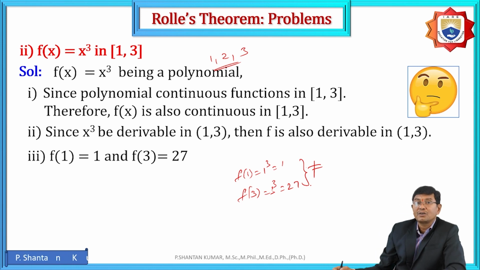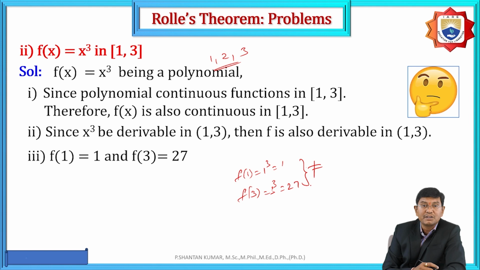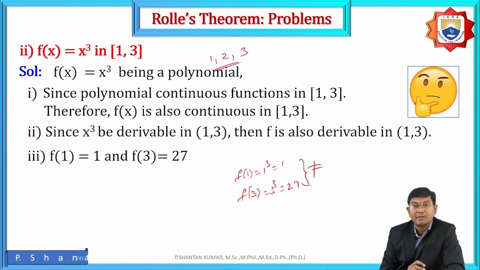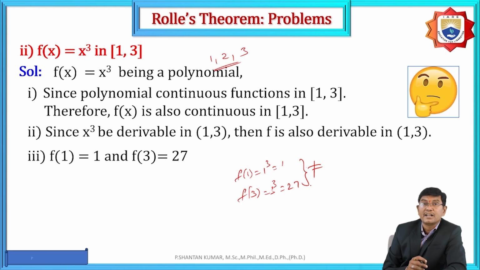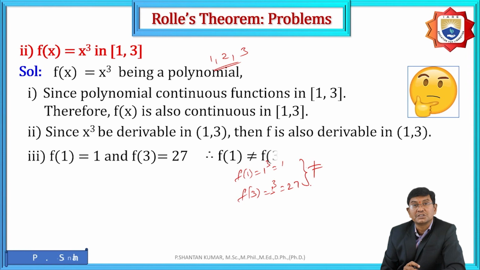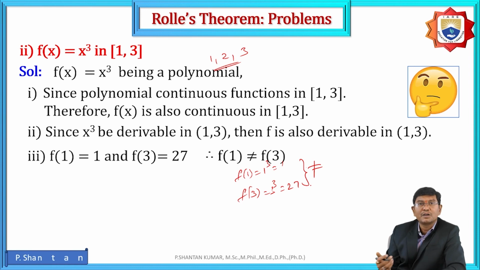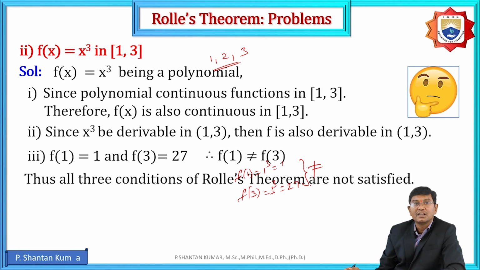And here the conclusion: the first condition is satisfied, the second condition is satisfied, but the third condition itself is not satisfied. Therefore, Rolle's theorem is not applicable for f of x is equal to x cubed in the interval 1 comma 3. Only if the three conditions are satisfied do we need to find the point.